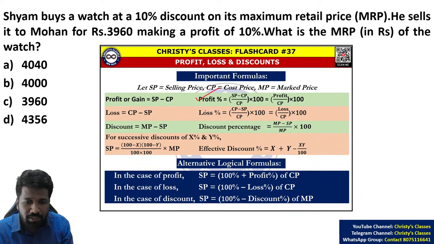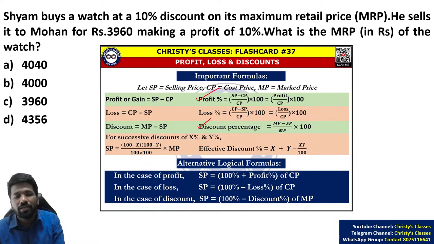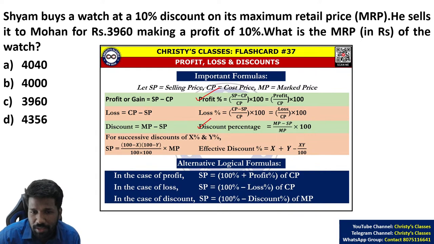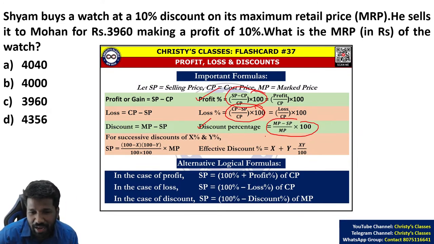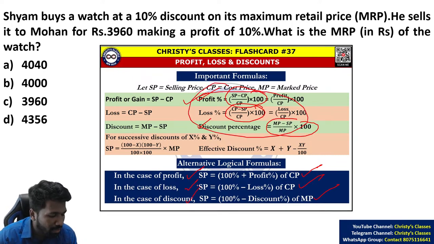Profit percentage, loss percentage, discount percentage. These three percentages you have learned in school days. But you have learned it in a more paper-math way, or mathematical way, which is very time consuming. I will suggest you try this logical method or logical formula; try to learn, unlearn and relearn this mathematical formula with this logical formula.